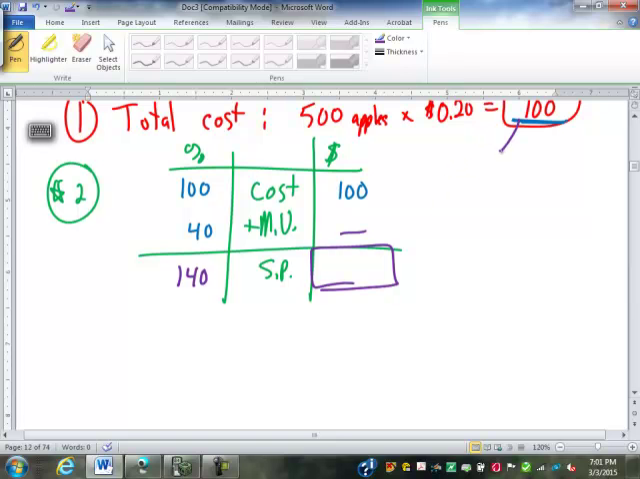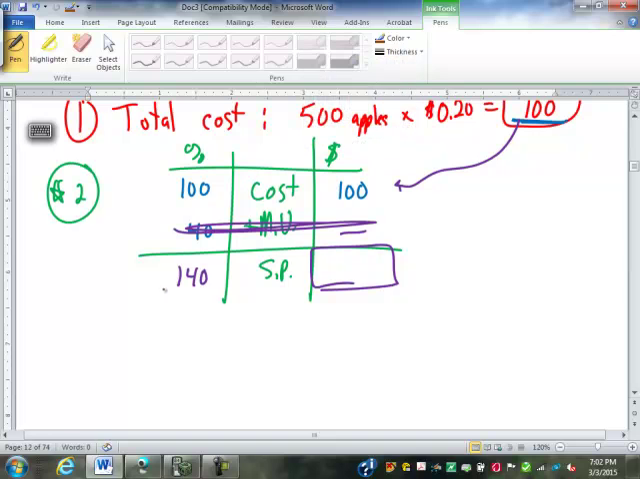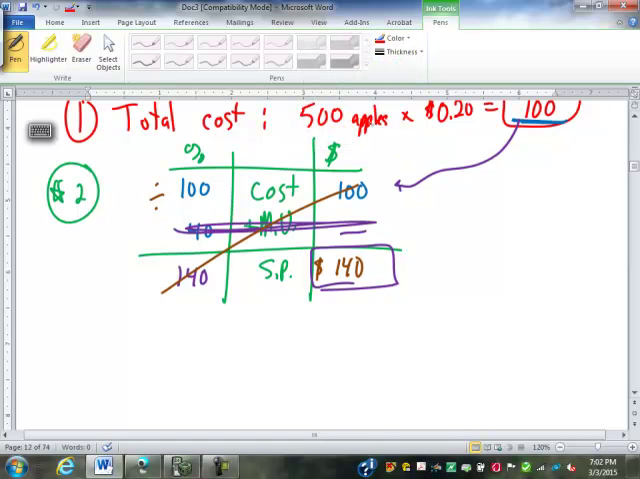The $100 comes down from step one. So now we don't need the middle row. We're going to find 140 times 100 divided by 100 gives us $140 that we need for a total selling price. So that's the step that we've already done. Next, we have an additional step.